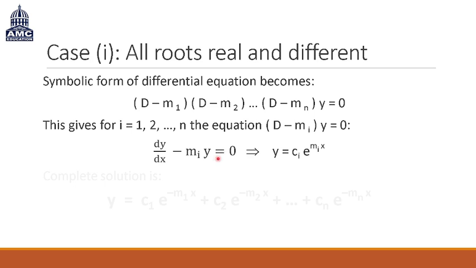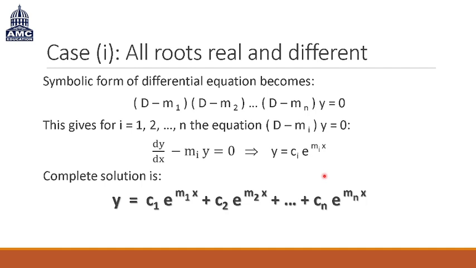Okay, so suppose we look at (D minus m1) operating on y is equal to 0. The D minus m1 is an operator again, right? So the operator on y is equal to 0. That would give y equal to c1, a constant, multiplied by e to the power m_i x. So m_i is a root of the auxiliary equation, and if we take all of those together, we shall get the complete solution.